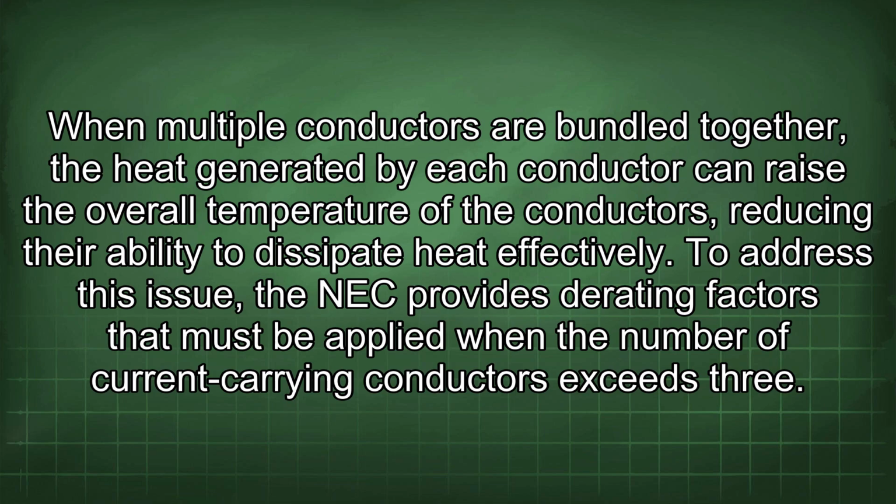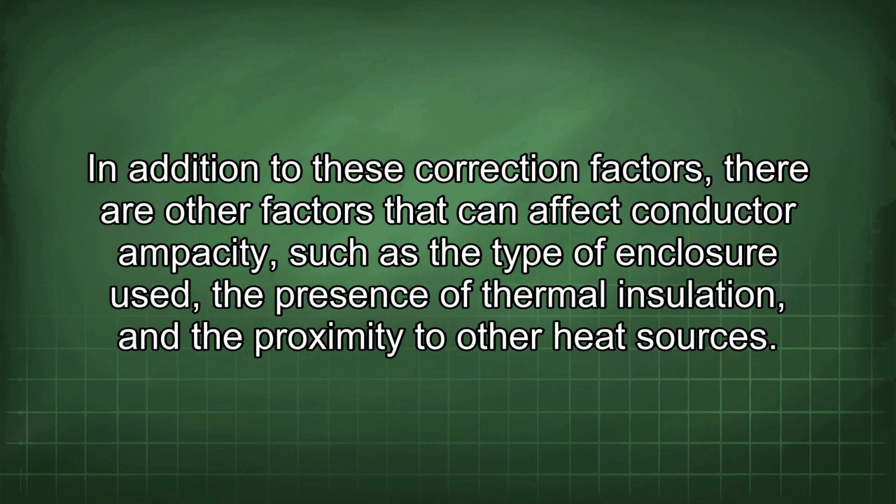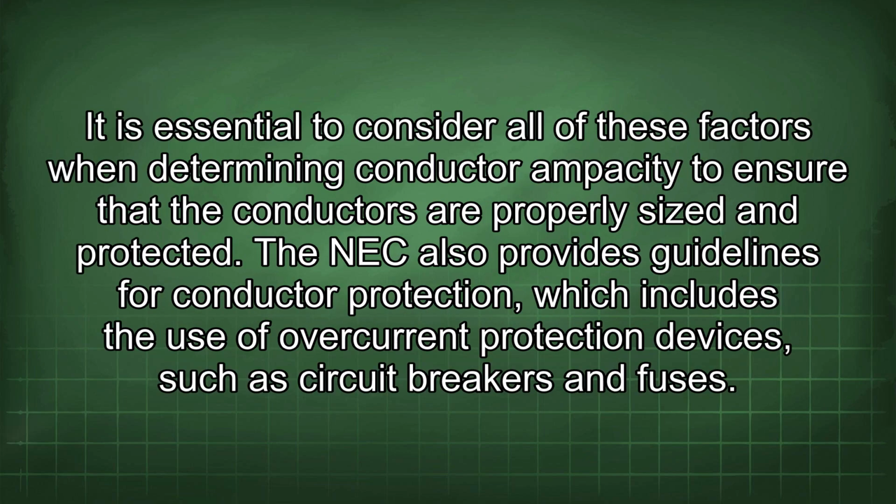To address this issue, the NEC provides derating factors that must be applied when the number of current carrying conductors exceeds 3. In addition to these correction factors, there are other factors that can affect conductor ampacity, such as the type of enclosure used, the presence of thermal insulation, and the proximity to other heat sources. It is essential to consider all of these factors when determining conductor ampacity to ensure that the conductors are properly sized and protected.